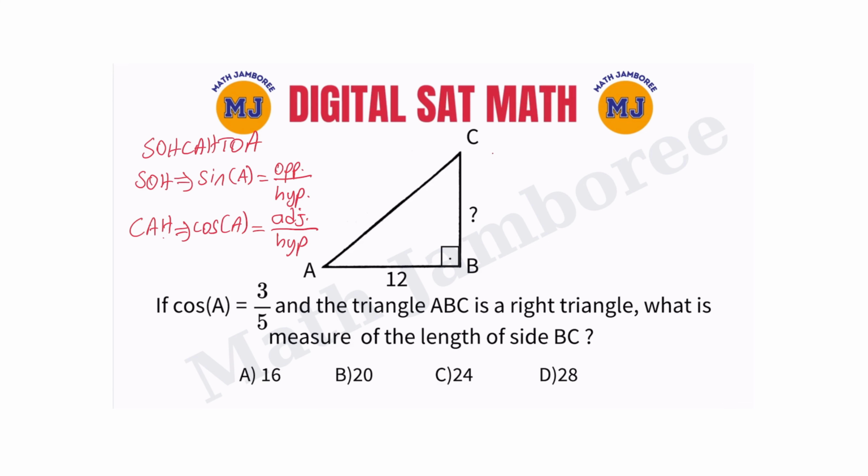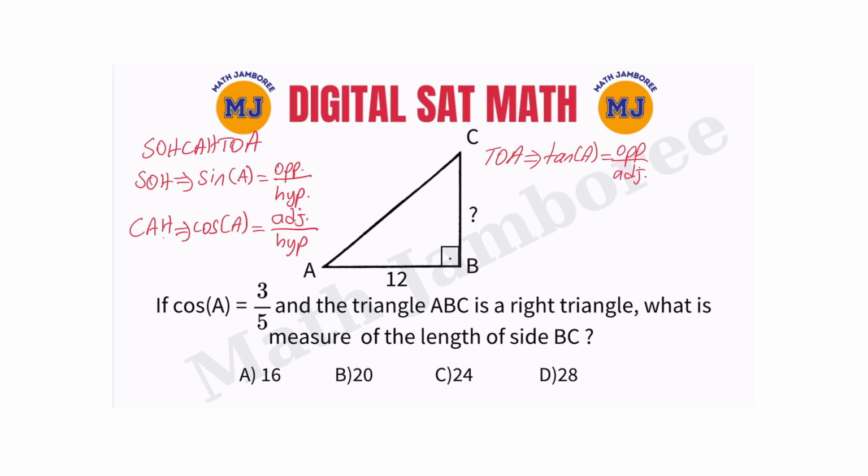So let's talk about TOA as well. In this case, tan A. So T comes from tangent. O is again opposite over A, the adjacent side. So what is opposite? What is adjacent? We need to talk a little bit about that.